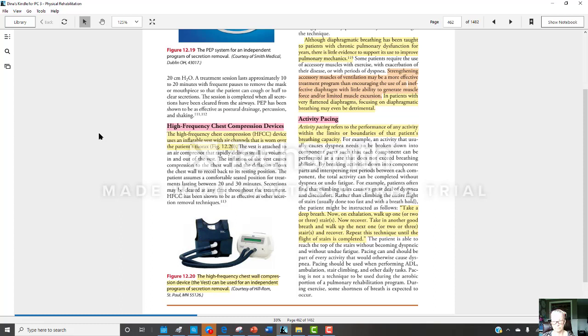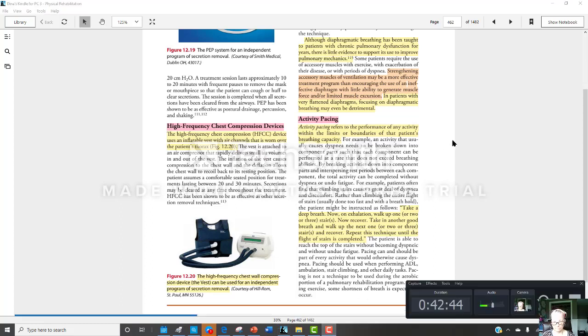Pacing can be part of every activity that would otherwise cause dyspnea. Pacing should be used when performing ADL, ambulation, stair climbing, and other daily tasks. Pacing is not a technique to be used during the aerobic portion of the pulmonary rehabilitation program. During exercise, some shortness of breath is expected to occur.